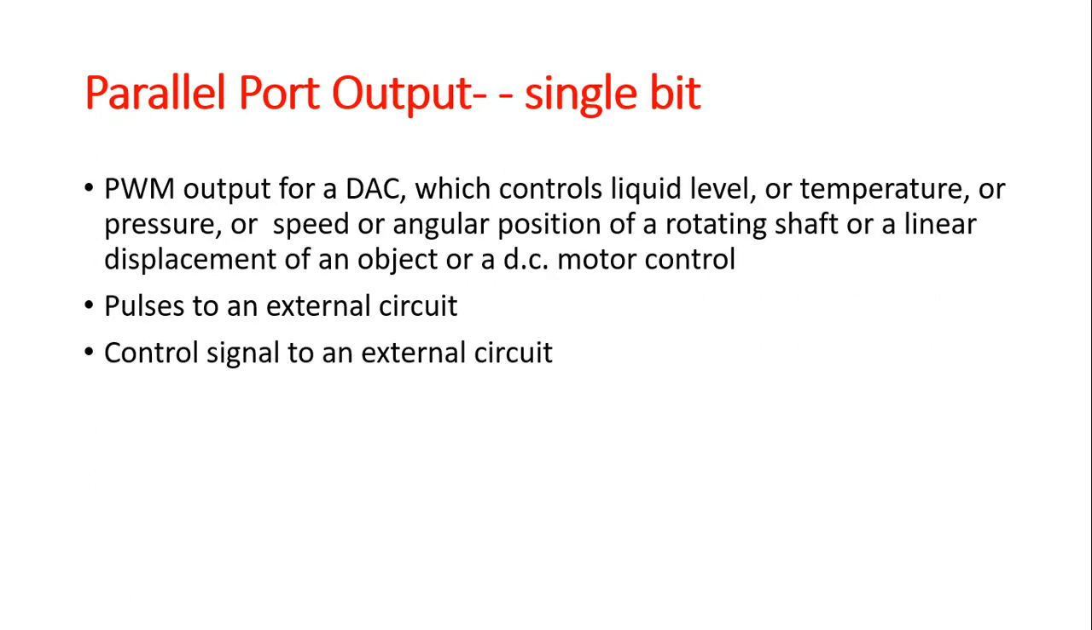The parallel port output, that is a single bit. The PWM output, which varies with respect to time. The duty cycle will be varying in the PWM pulse, that is a pulse width modulation output from the DAC, which controls the liquid level or temperature, pressure, the speed or angular position of a rotating shaft, or a linear displacement of an object, or DC motor control. The pulse acts like a pulse to the external circuit or a control signal to the external circuit.